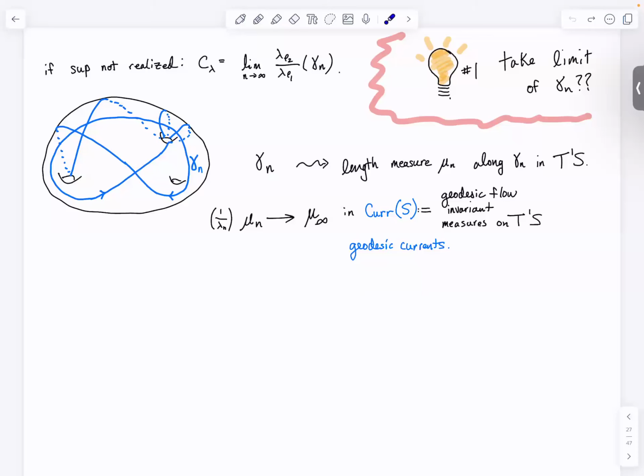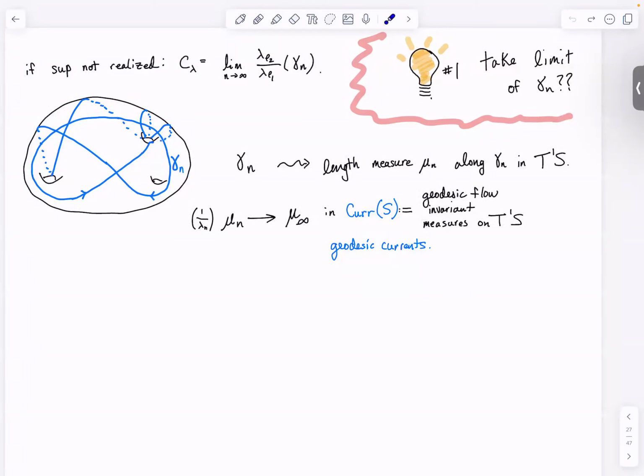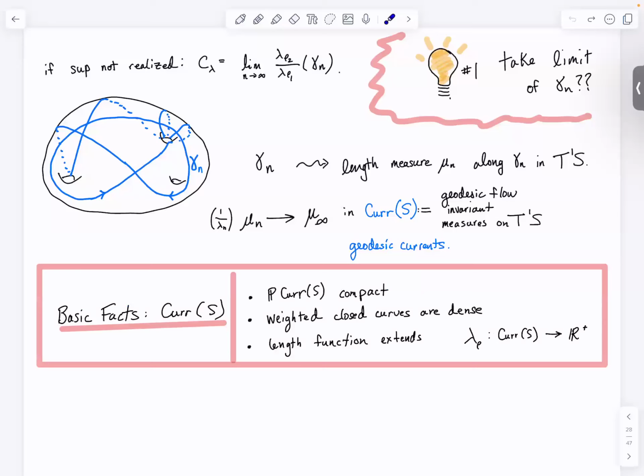Again, this is a very powerful piece of machinery. It goes back to Bonahon, and it's prevalent in the study of Teichmüller space and higher Teichmüller spaces. So I recommend you check that out. All right, a few basic facts.